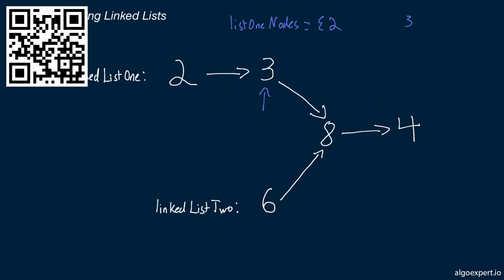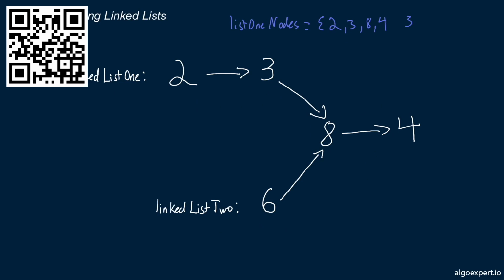Now we are at this 3, and we can add the 3 to the set as well. And then we can simply continue. So the next node is now the 8. So we will add the 8 to the set. And then we continue again, we have this 4, so we can add the 4 to the set, and 4 does not have a next value, so now we are at the end of list 1, so we are done adding nodes to our set.